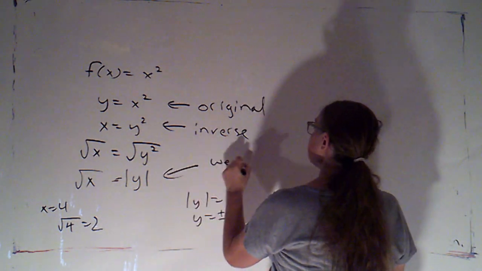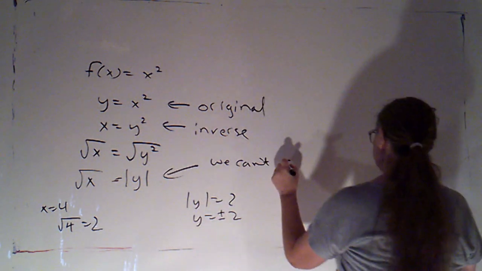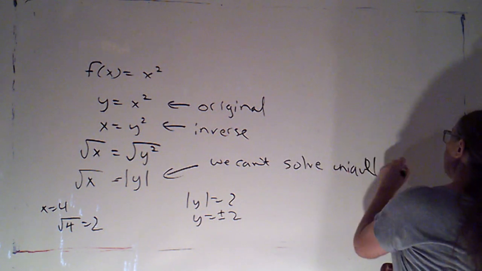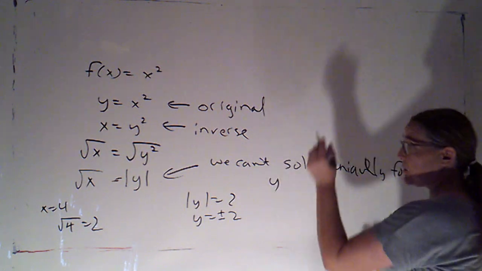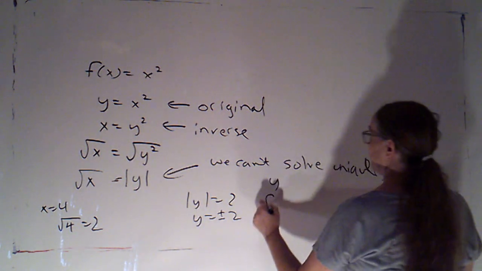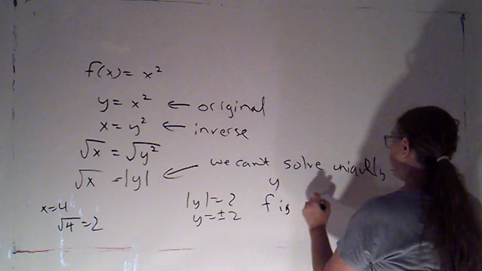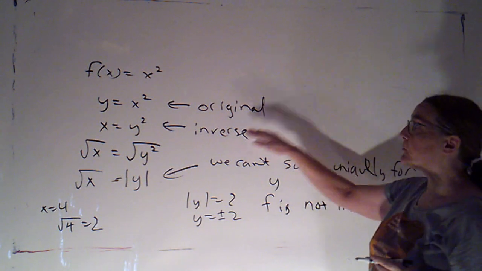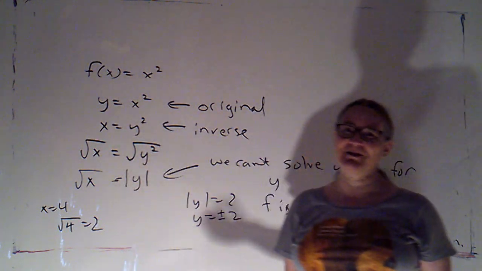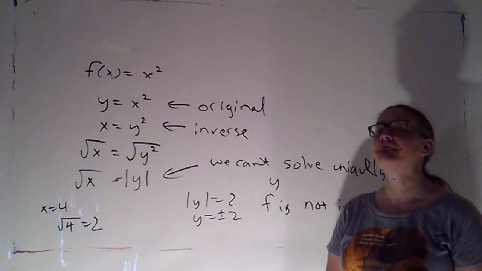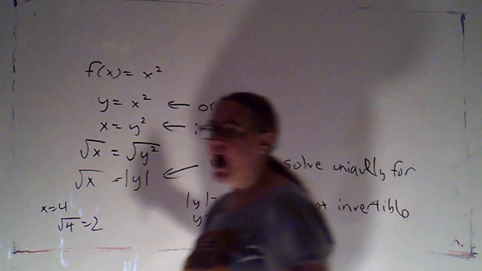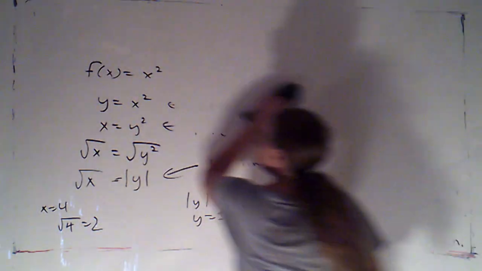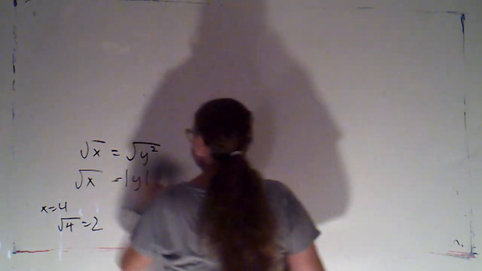So we can't solve uniquely for y. And so we say f is not invertible. That doesn't mean we can't switch the roles of x and y to get a relation, but we can't switch the roles of x and y to get a function. Okay. All right. So I'm going to put up a couple of problems for you to try.